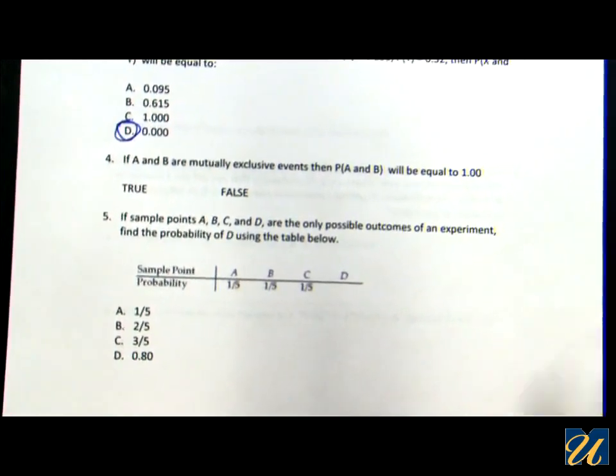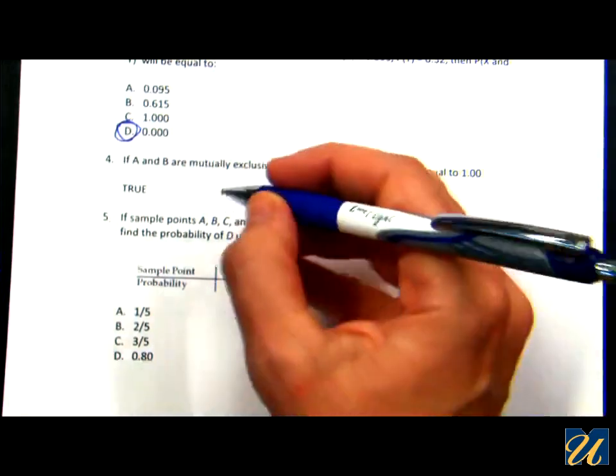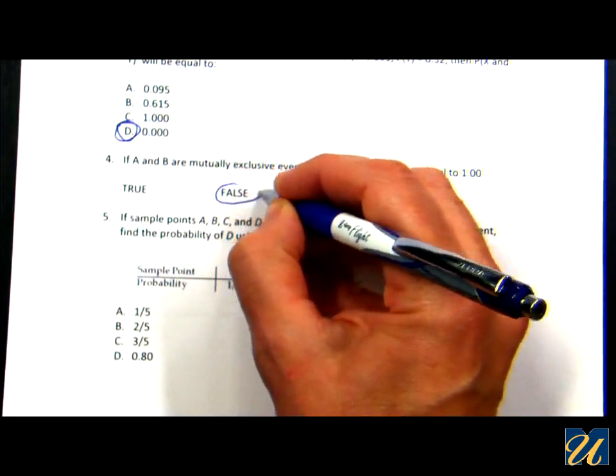If A and B are mutually exclusive events, then the probability of A and B will be equal to 1. As we just mentioned, this is false. It's going to be equal to 0.